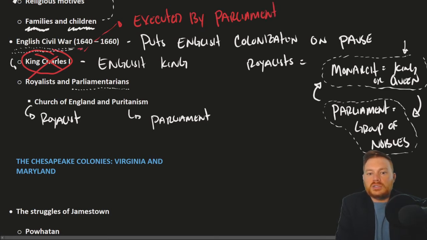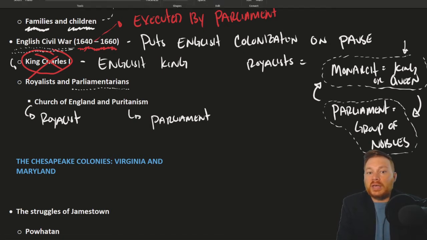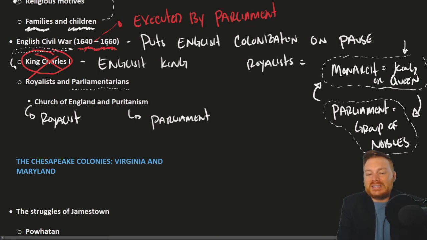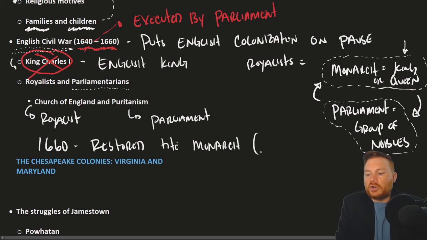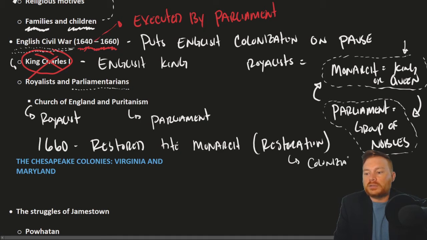For 20 years, England attempted to run a government without a king. It ended up being chaos, a disaster. It didn't work. And in 1660, England restored the monarch. This is sometimes called the Restoration in England. In short, ruling without a king didn't work. In 1660, the son of the beheaded Charles I was asked to resume the throne, become king again. And it was only after the Restoration that colonization picked up again.